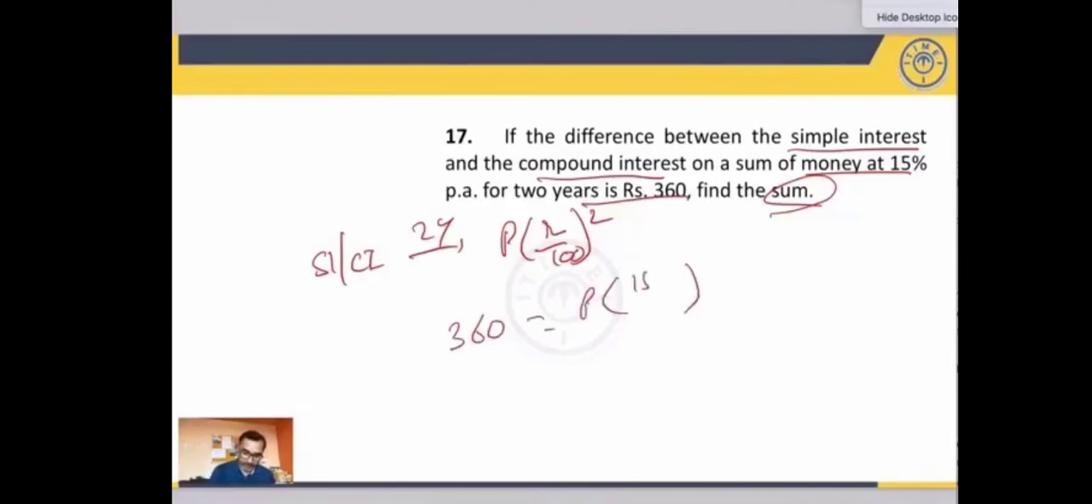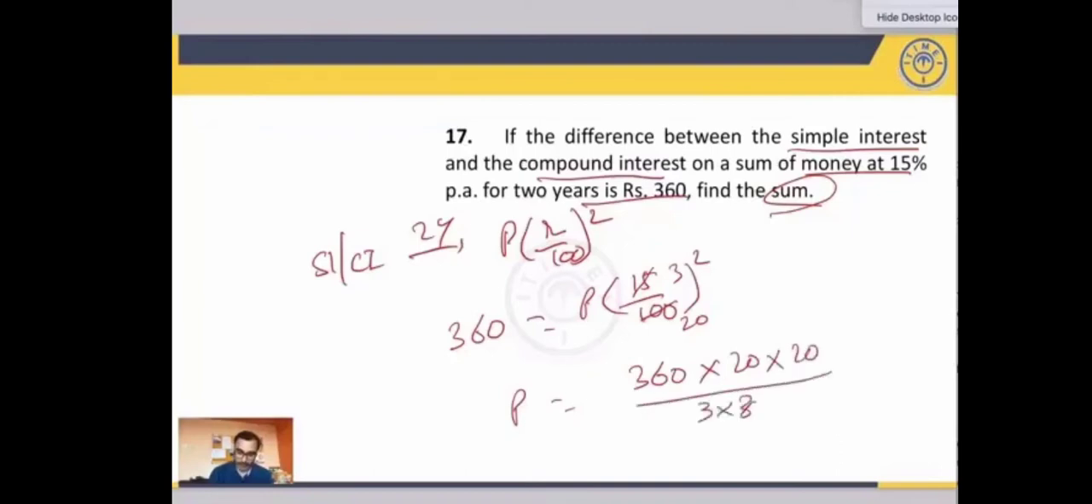Rate is 15%, 15 by 100 whole square. So 5 goes how many times here? 3 times. 5 goes here 20 times. So P will be how much? 360 into 20 into 20 divided by 3 into 3. That is 9 here. So 9 goes here 40 times. So 4 into 2 into 2, that's how much? 16. 16 with 3 zeros, that is 16,000. So the principal is 16,000.